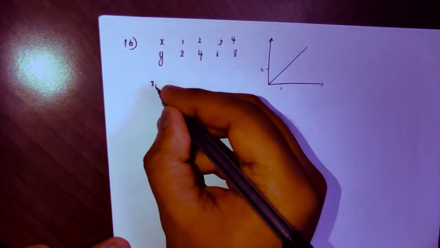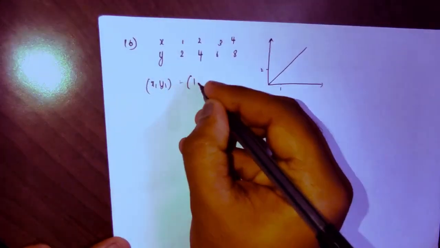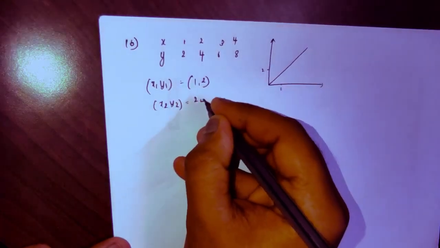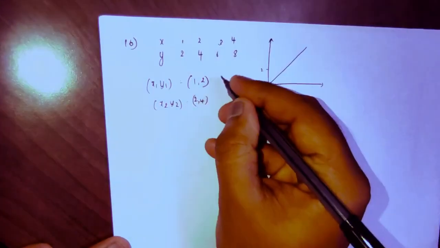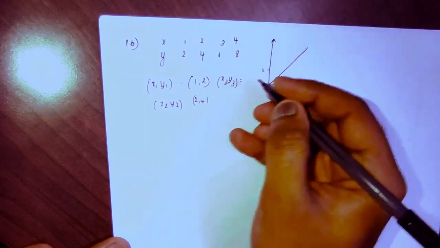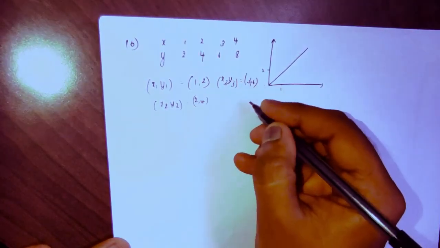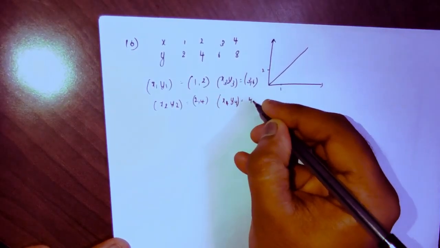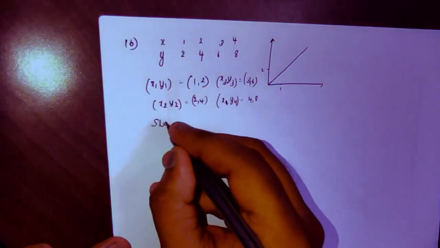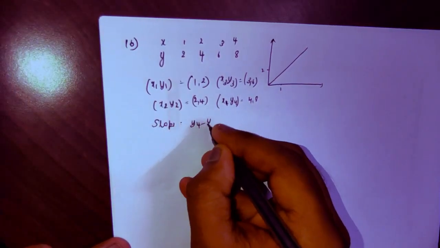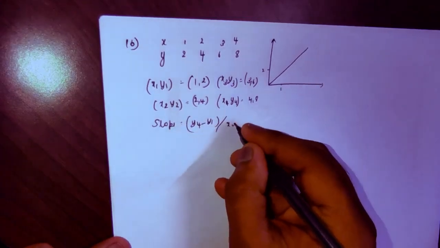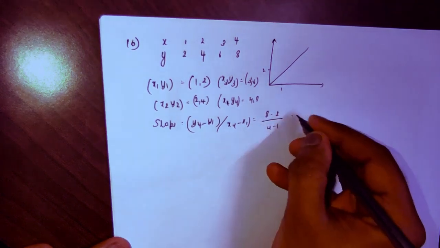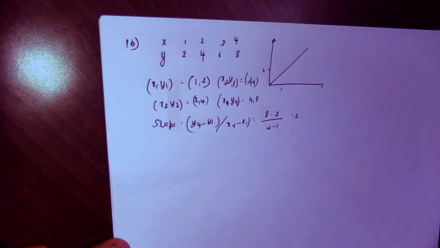From the given graph, (x1, y1) is equal to (1, 2), (x2, y2) is equal to (2, 4), (x3, y3) is equal to (3, 6), and (x4, y4) is equal to (4, 8). We know the slope formula, that is (y4 minus y1) divided by (x4 minus x1), that is (8 minus 2) divided by (4 minus 1), that is 2. Hence the slope is 2.